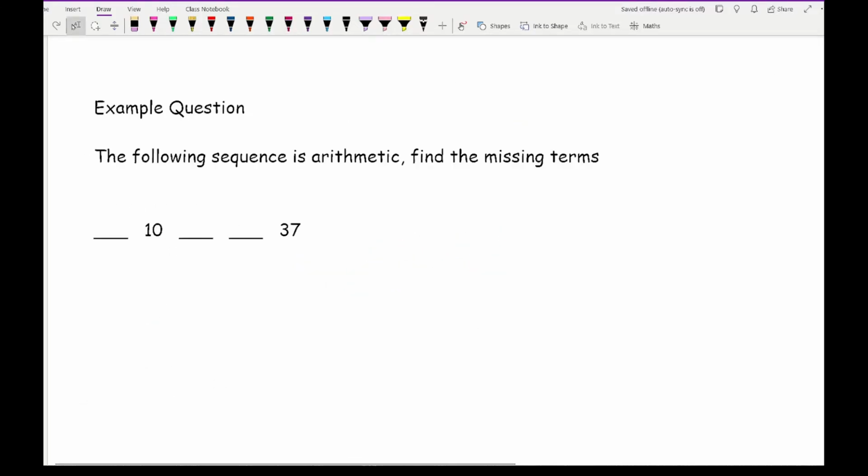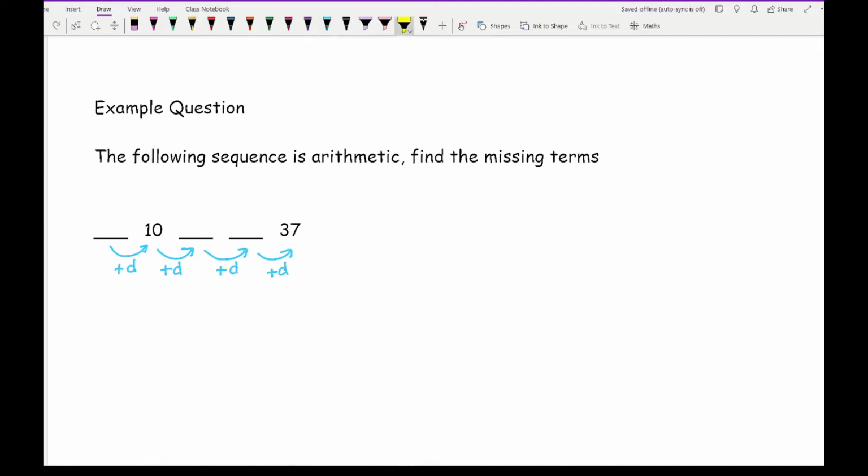So looking at this example question, it says the following sequence is arithmetic. Find the missing terms. As you can see, we haven't got any consecutive terms, but this is what we need to work out. If I start with the number 10, to get from this number to this number, I'm going to be adding a common difference. I know I'm adding simply because I'm going from 10 to the latest term I know, which is 37. So plus D, and then that there is going to be plus D.